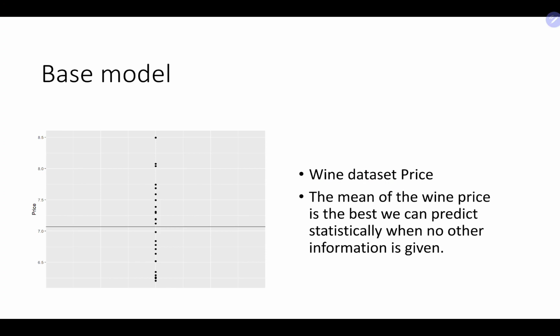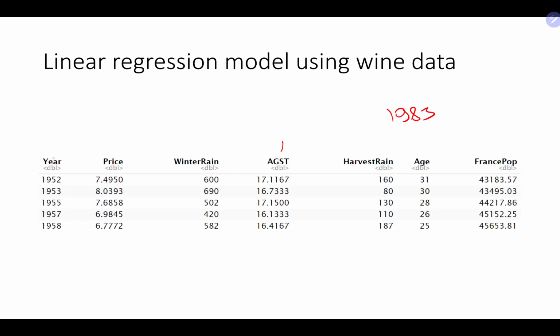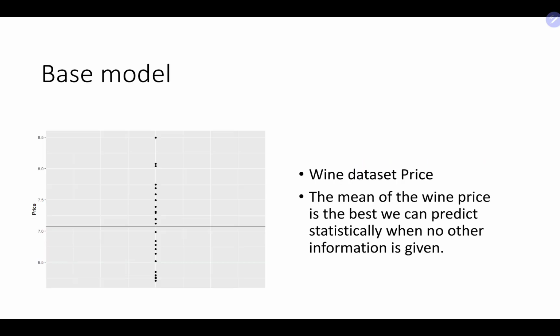So let's start with a very base model. Now, what does this mean? What does base model mean? It means without using any information whatsoever, meaning you don't use any of these columns present in the data. You just have the price available to you, because that's the output variable. We want to predict the price of the wine, right? So we have that available. So what's the simplest model that can be if you only have that information?